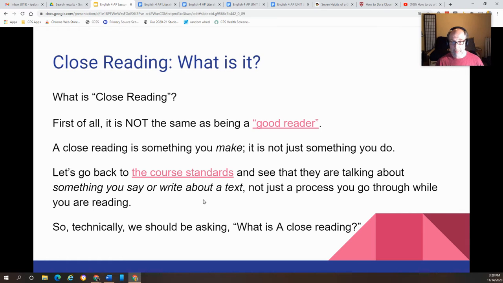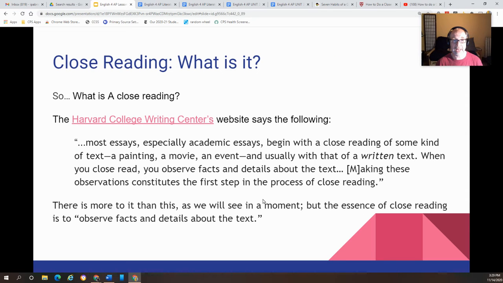So again, a close reading is something you say or write about a text. It is a thing you make. It is not just a process you go through while you are reading. It's not entirely unrelated to being a good reader, but being a good reader is not a close reading. So technically, we should be asking, what is a close reading, not just what is close reading.